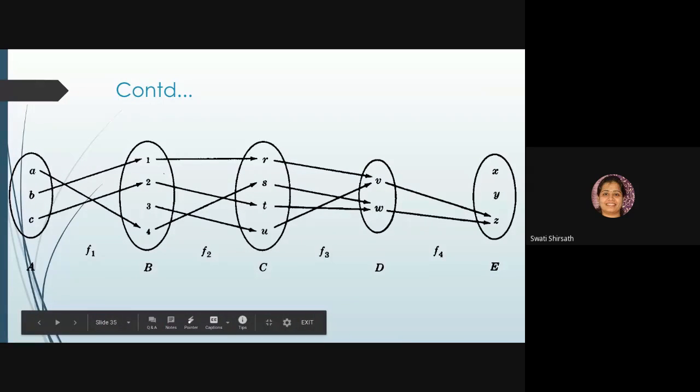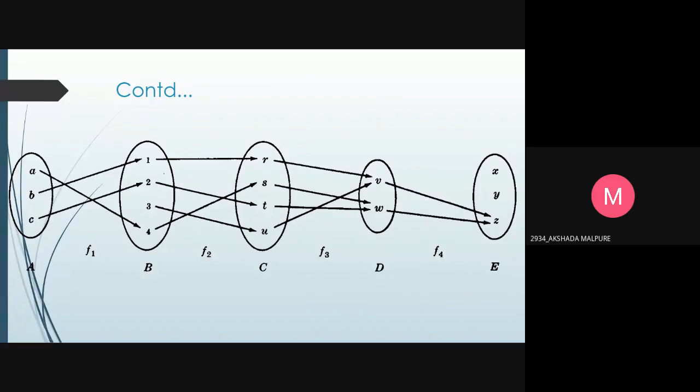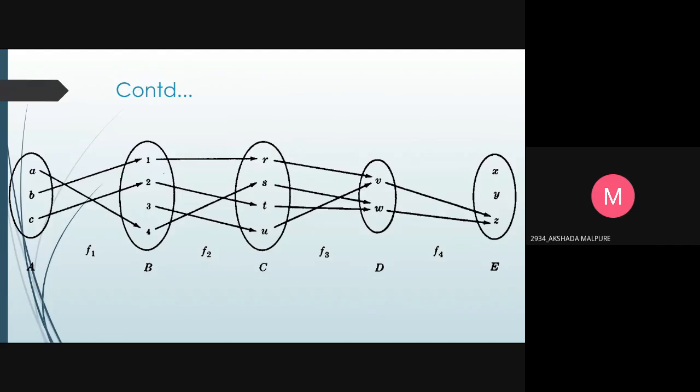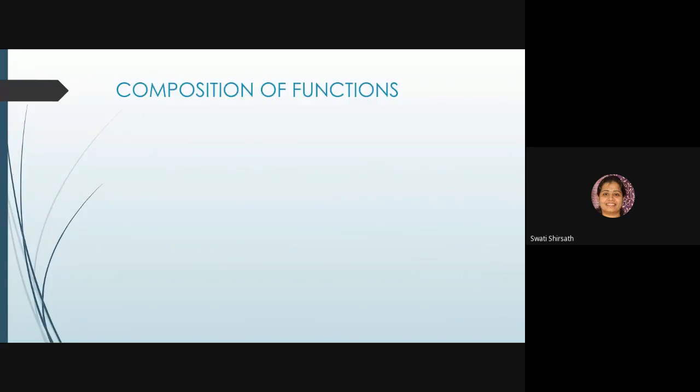F1 is one to one. Yes. Is it onto? No. F2 is one to one? Yes. Onto? Yes. Bijective? Yes. F3 is one to one? No. Onto? Yes. Bijective? No. F4 is one to one? No. Onto? No. Correct. Okay. Now, next one is composition of functions.